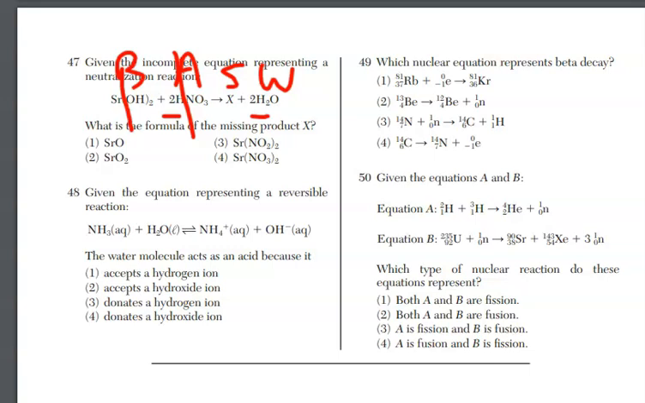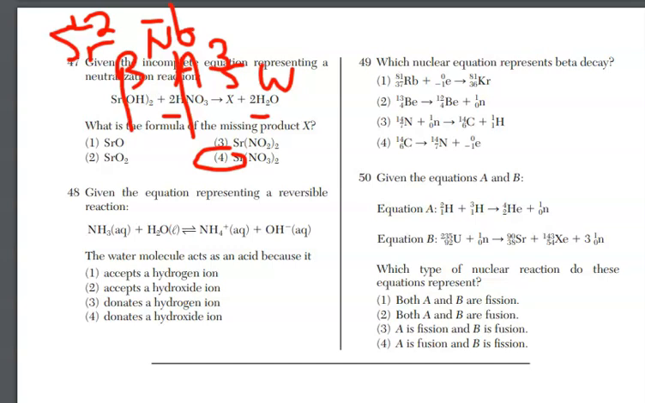Now, the problem is strontium. Strontium is in group 2. It's +2. Nitrate is on the polyatomic ion table, which is a -1. Strontium nitrate is going to be Sr(NO3)2, which is choice 4.